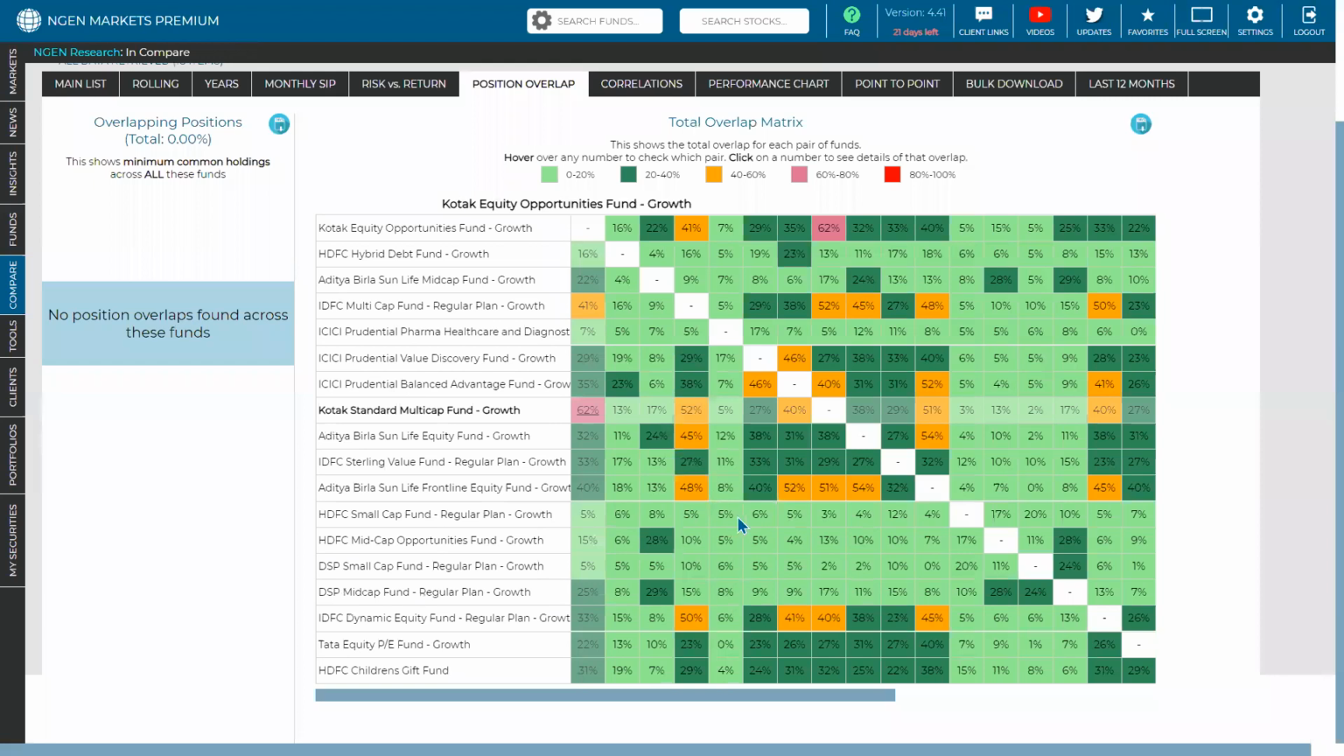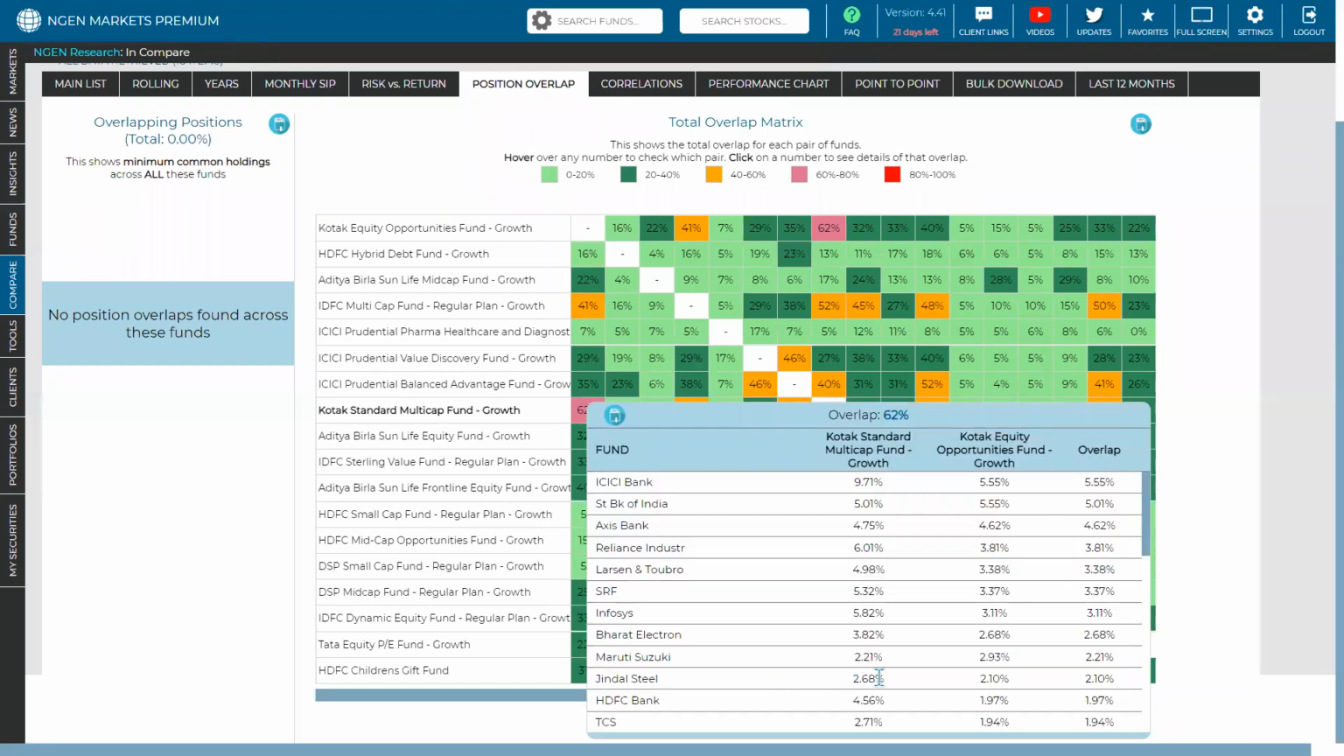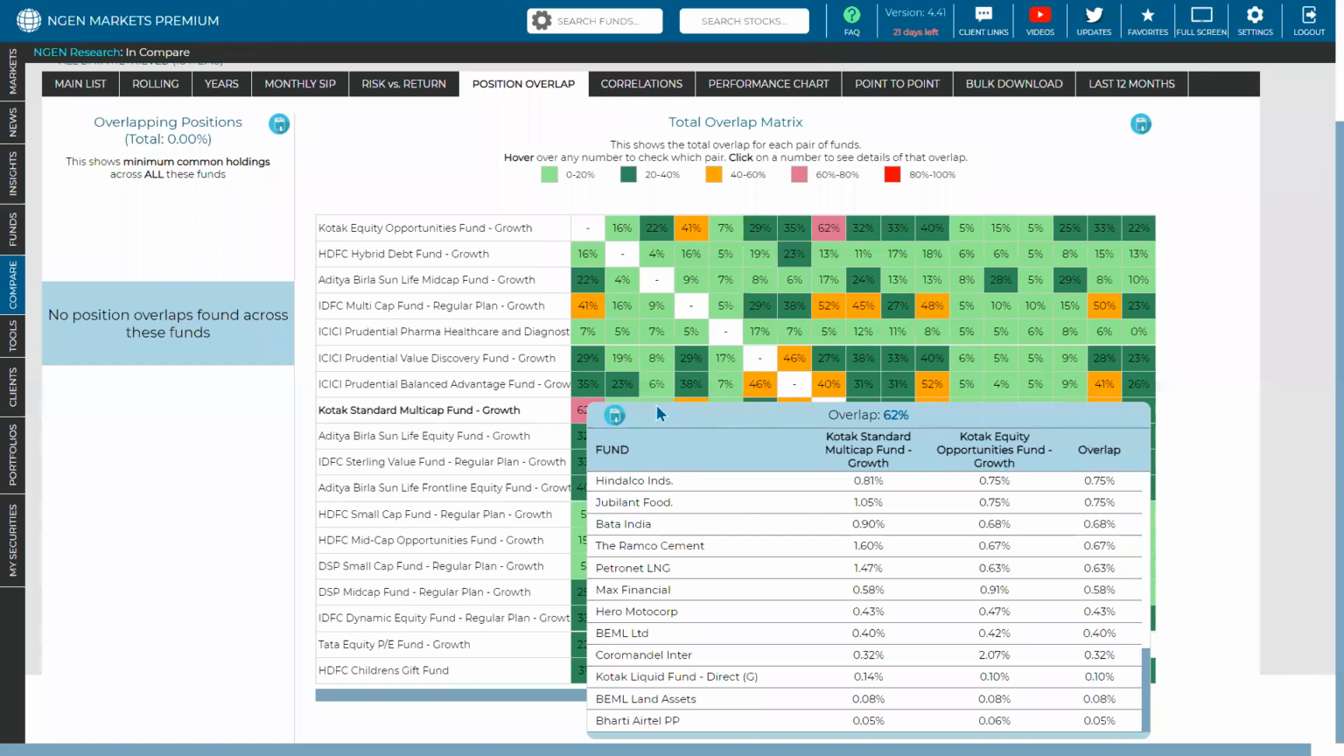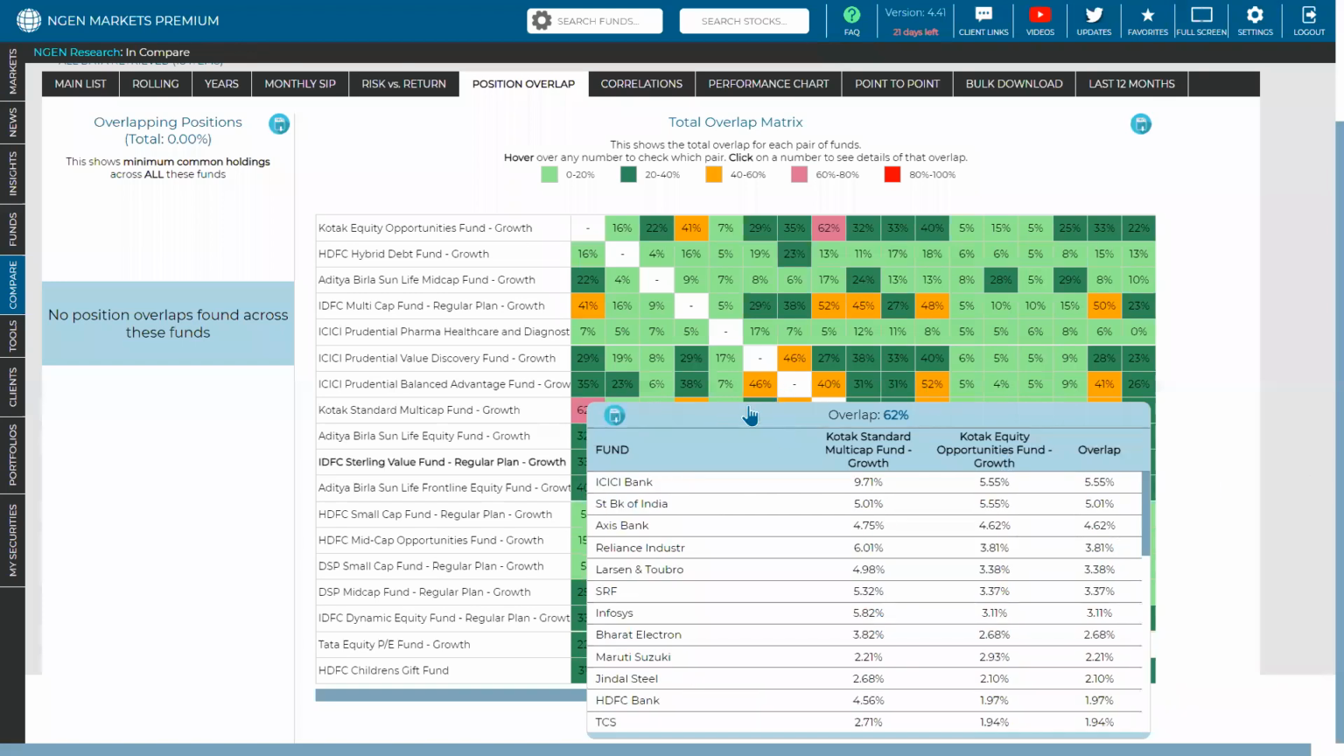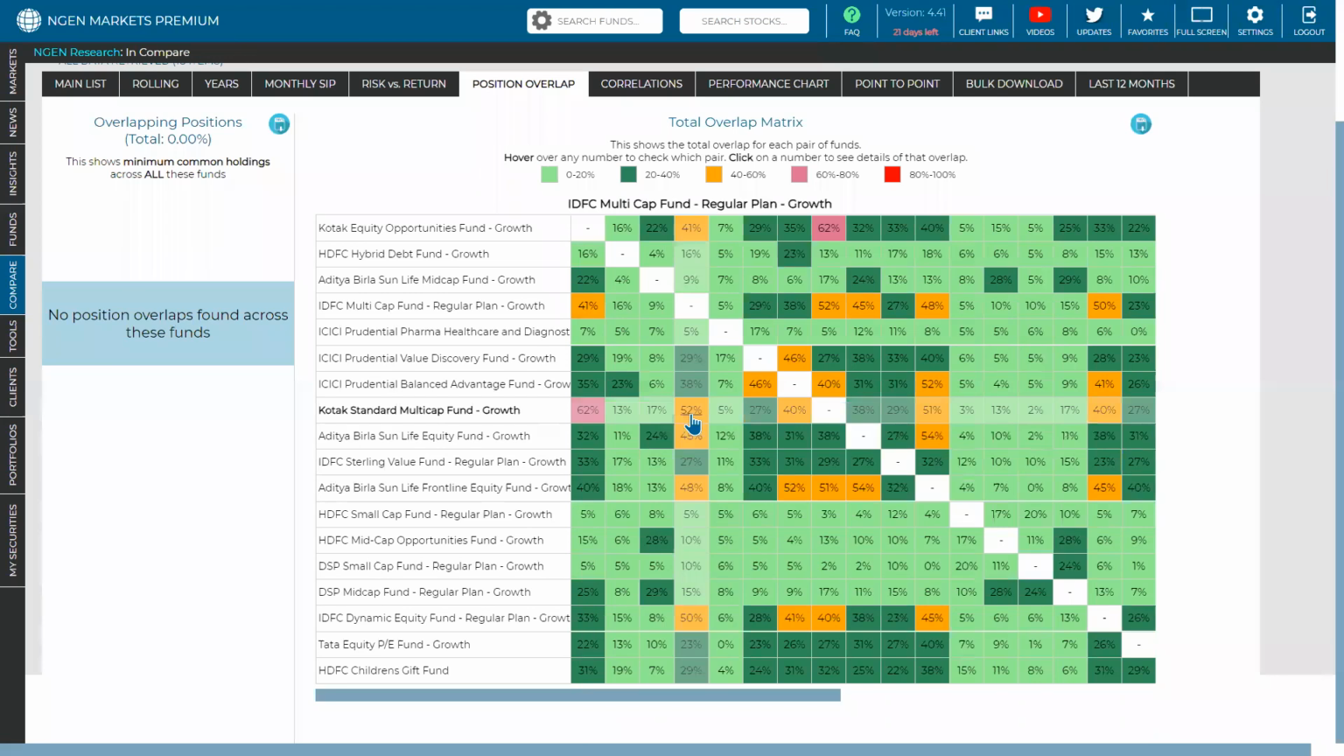And there is even an overlap with Kotak Liquid Fund Direct. So it pretty much gives me an idea that if I'm investing in one of them, I might as well consider not investing in the other. So the question that arises here is the diversification of the holdings, right? You can check for any particular pair, like IDFC Multicap versus Kotak. Now this is another overlap which is going on. You can click on it, and you can see the overlap between them.